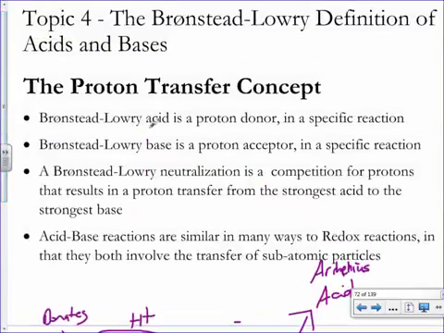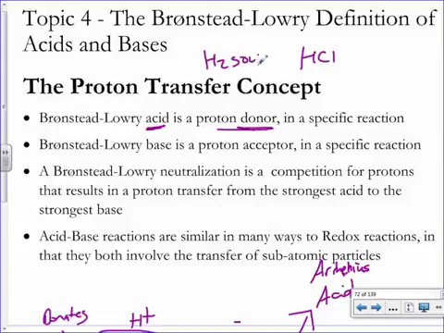So, new definitions. An acid is someone who donates a proton. If you give away your proton, you're an acid. So like say HCl. Does it have a proton to give away? Yeah, it's an acid. H2SO4. Does it have a proton to give away? For sure, you're an acid.